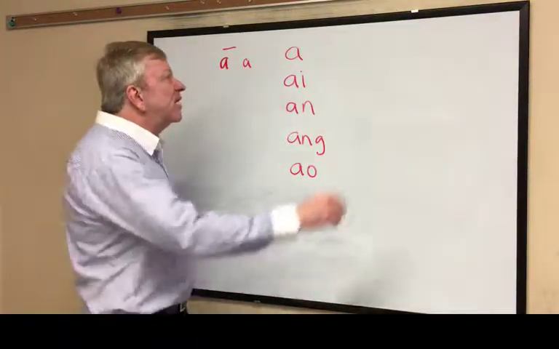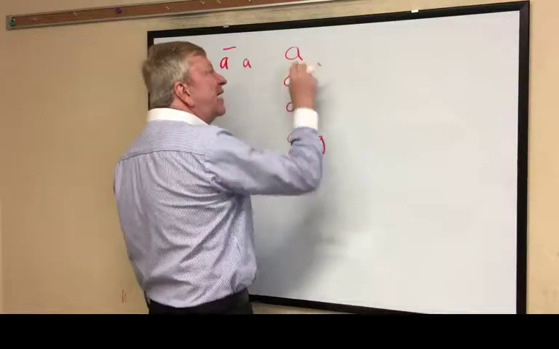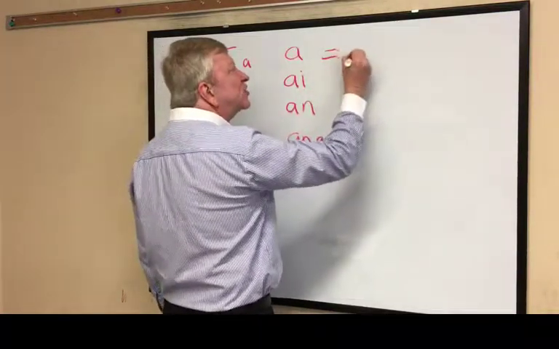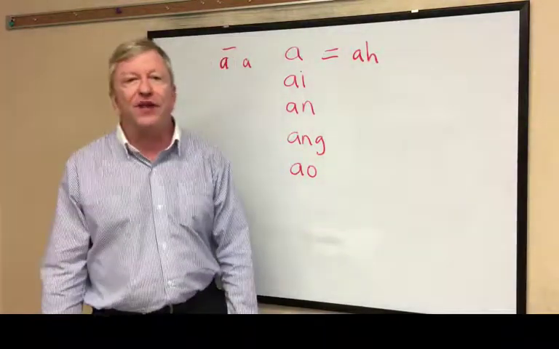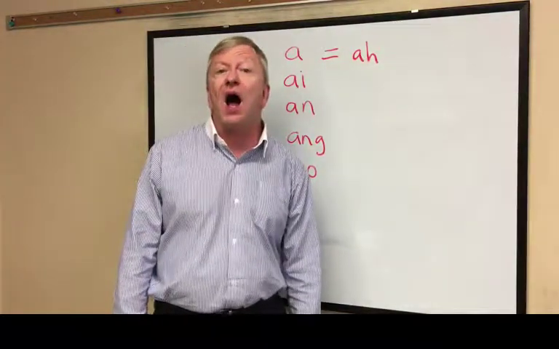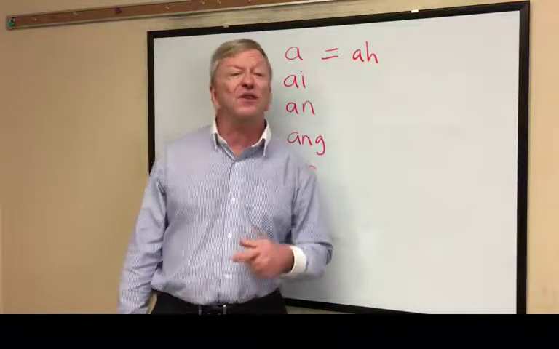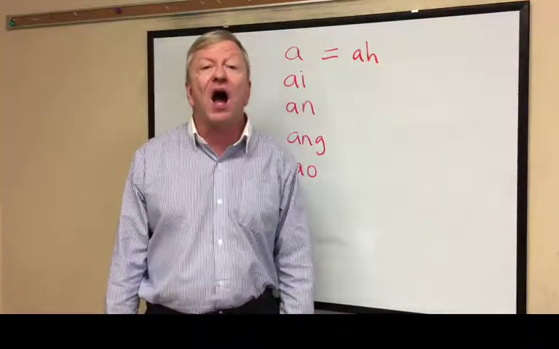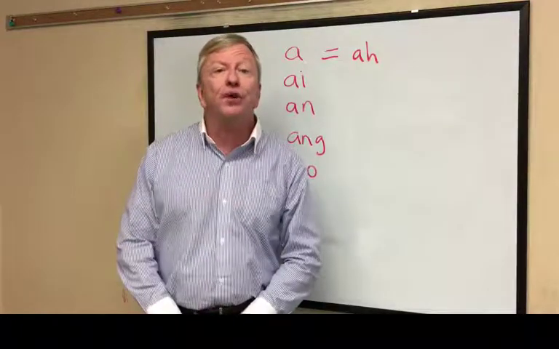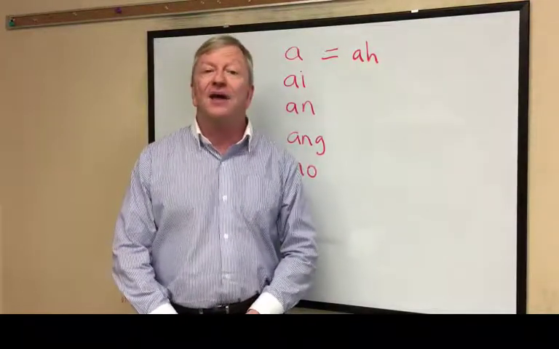But in Mandarin, the A sounds like the English ah. So think of it like you're going to the doctor and the doctor says, open your mouth and say ah. Well, that's what you have to do. In order to say the Mandarin A, you have to open your mouth and say ah. So you open your mouth, you drop your tongue, and you say ah.